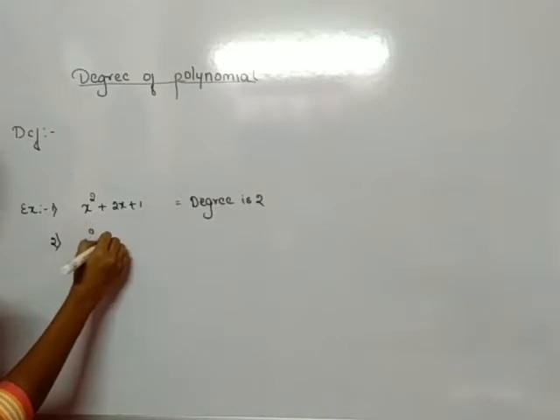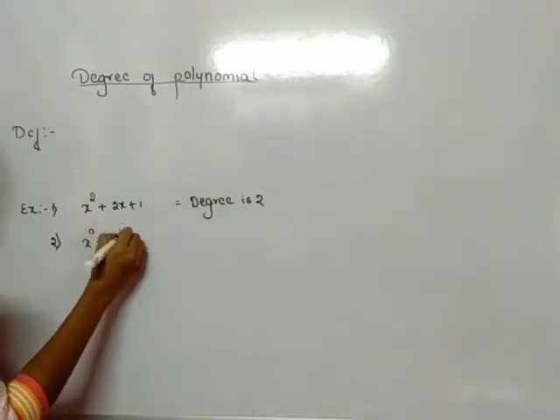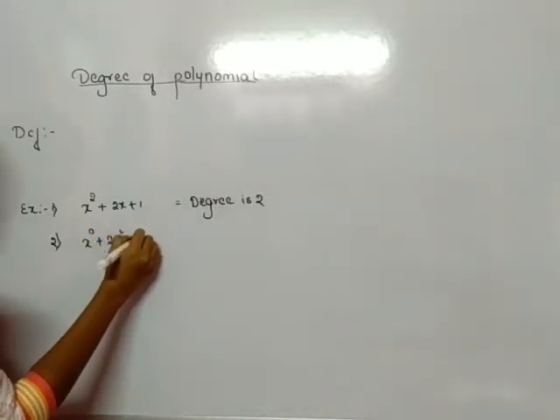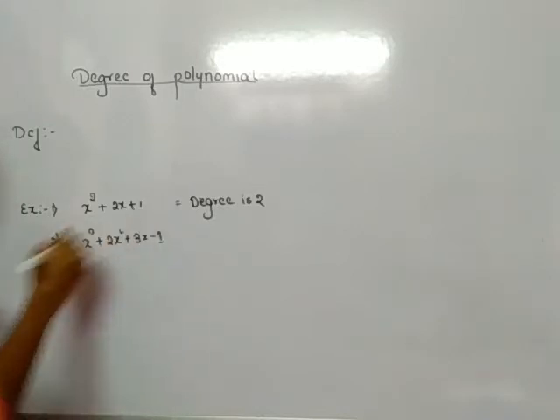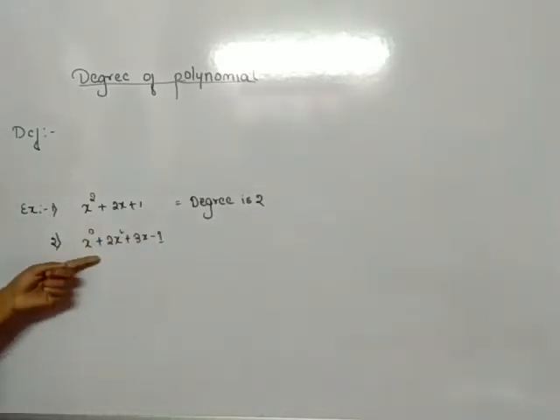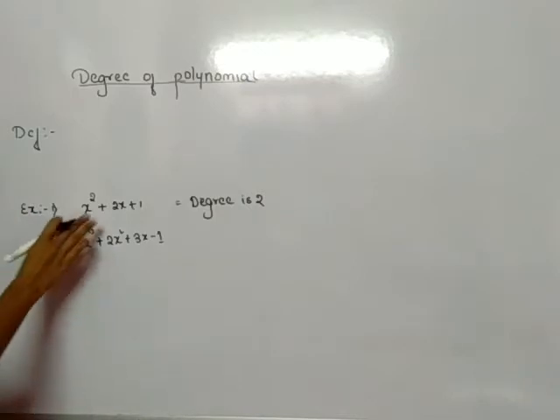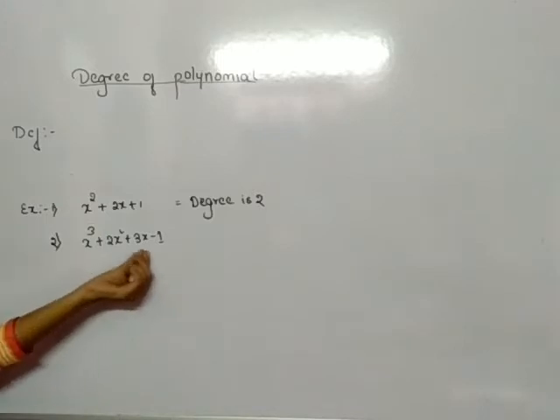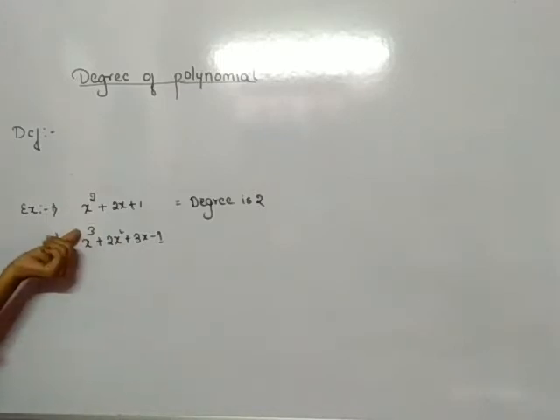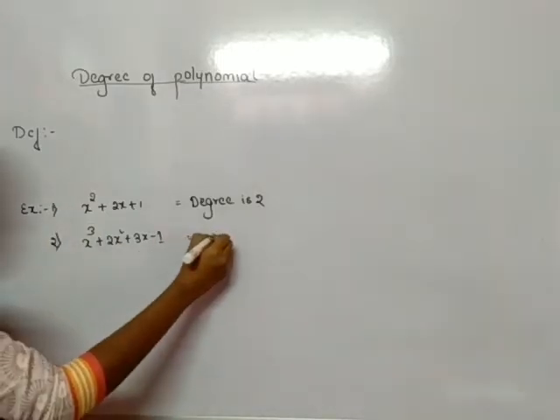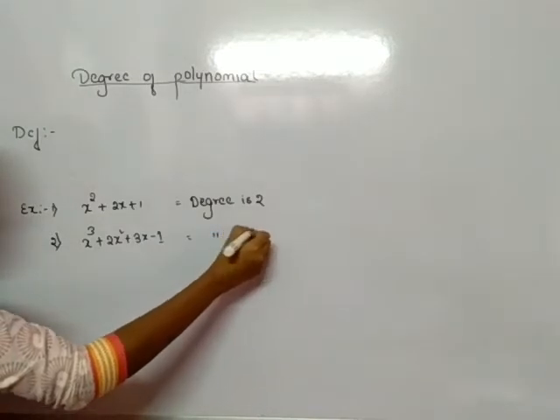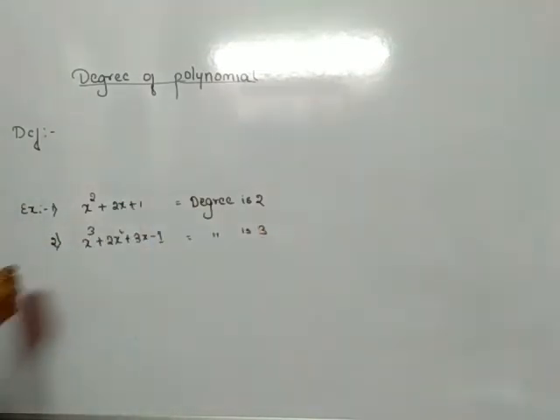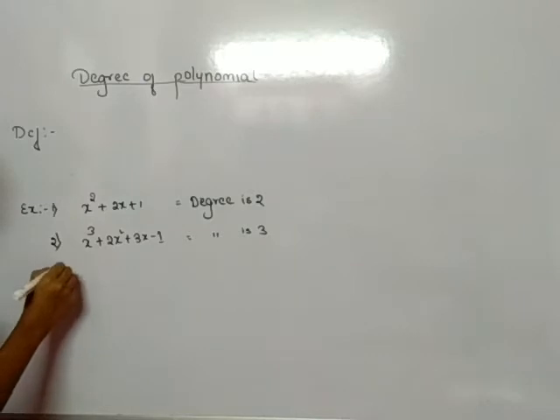Example 2 we will take x cube plus 2x squared plus 3x minus 1, right? In this polynomial, the highest power of the variable is 3. Therefore, the degree of this polynomial is 3. We will write here degree is 3. We will take some more examples.